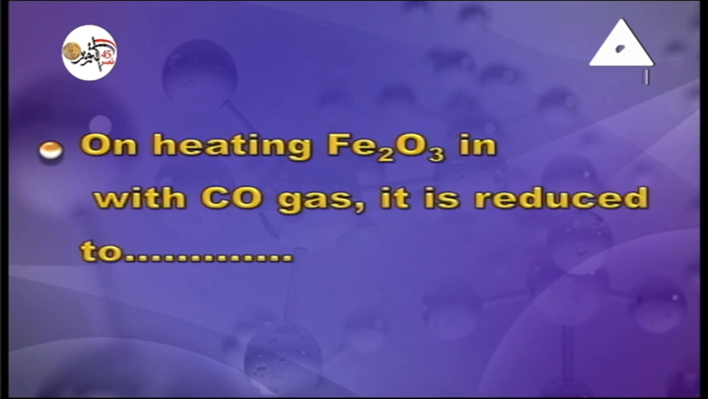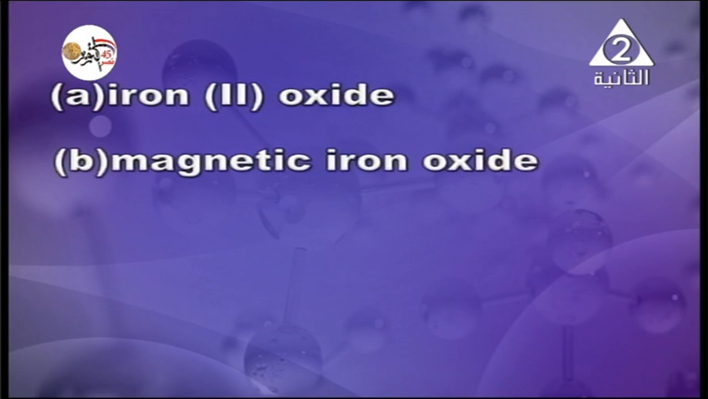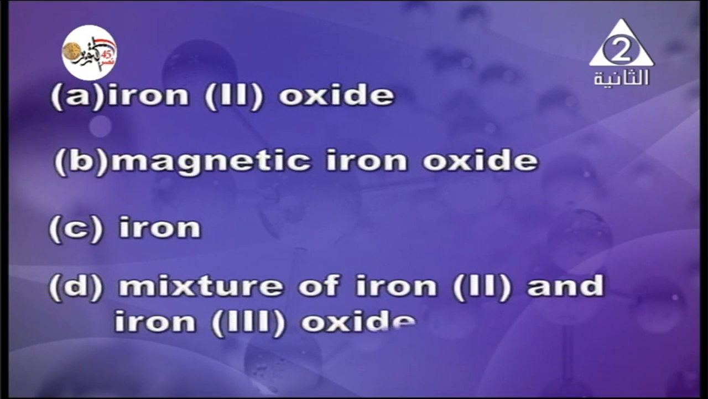Next point. On heating iron(III) oxide with carbon monoxide gas, it is reduced to what? Iron(II) oxide, magnetic iron oxide, iron, a mixture of iron(II) and iron(III) oxide. If you think about it, yes, it will be iron.